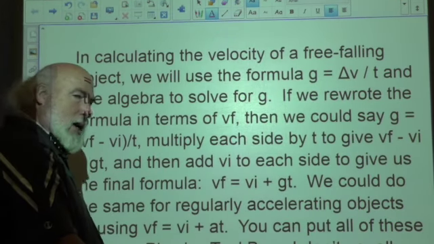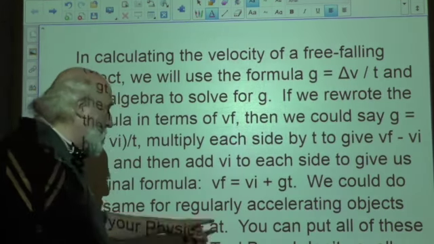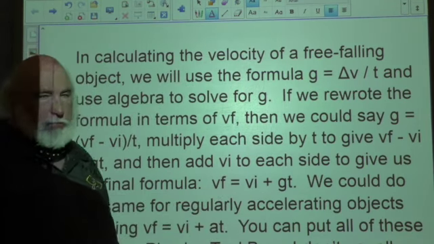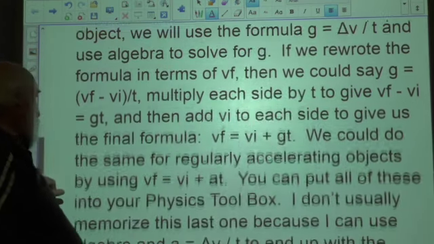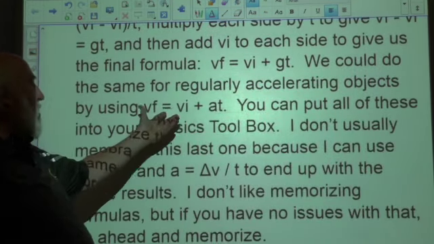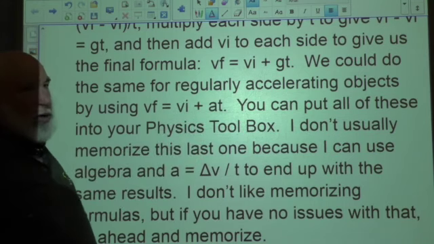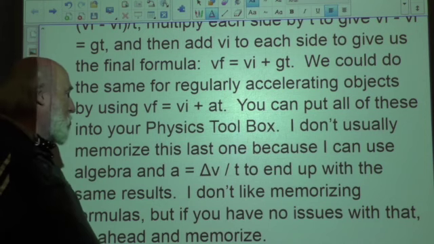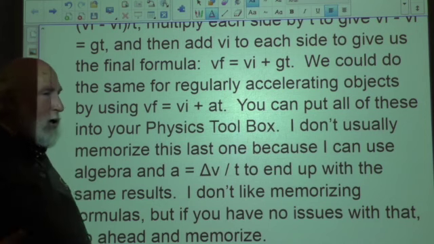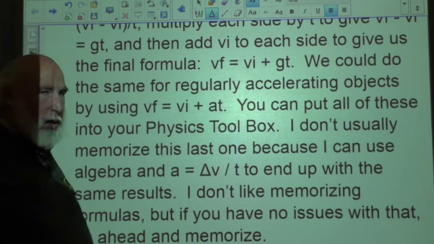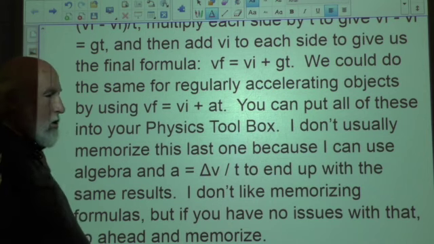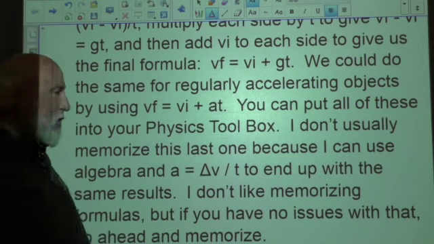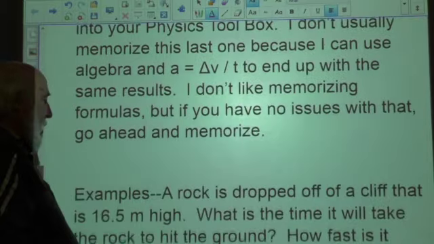Now, if you throw an object down, you have to know the speed at which you threw the object. That'll be your initial velocity. But if you just let it drop, that's always going to be 0. Okay? So that's exactly the same thing as VF equals VI plus AT. We can use that with a non-free fall situation. So all these can be put in your physics toolbox. Again, I don't do a lot of memorizing formulas. It's not my thing. But if your thing is memorization, which means you probably like biology, no problem. Go ahead and do that. But I like to rely on my algebra.